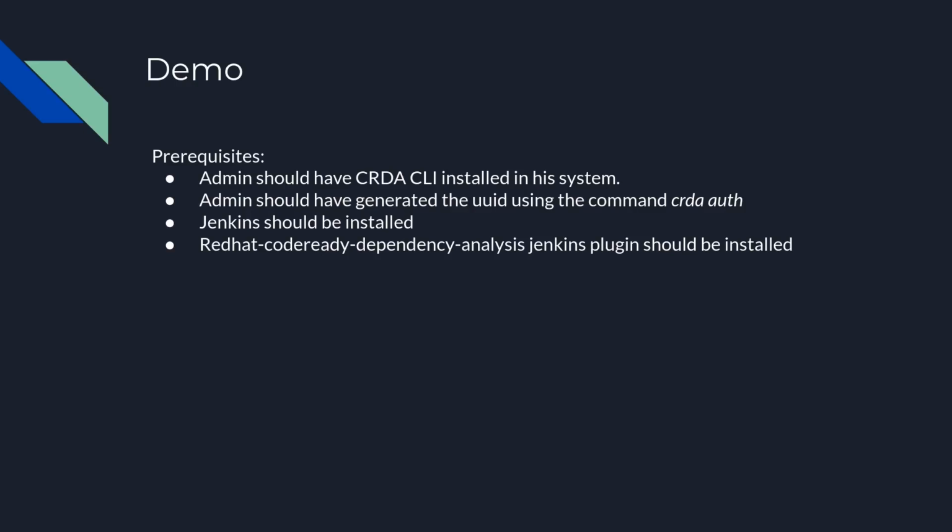Before I go to the demo, there are a few prerequisites that I would assume people already know. Or if you want to work along with this, and if you're watching this video on YouTube, you can pause here, follow these steps, and then continue. The assumption is that whoever is the Jenkins admin should have the CRDA CLI installed in their system. The admin should have generated the UUID by using the CRDA auth command. Jenkins should be installed in your system, but that's a basic thing. And then our plugin, which is called the Red Hat CodeReady Dependency Analysis plugin, should be installed in that Jenkins instance. So these are some of the prerequisites.